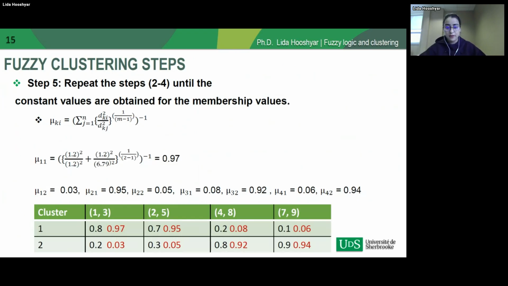for the membership values. What are the constant values? After one stage, the membership degrees are not updated. They would be constant, the same. So here is the stage where the algorithm should stop, since we achieved the best one.